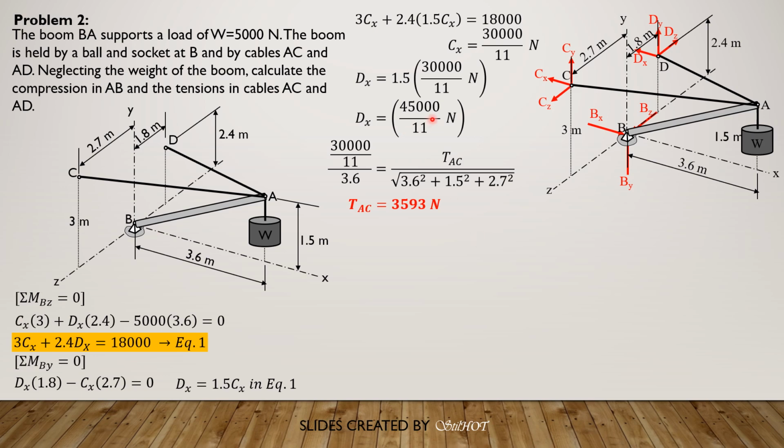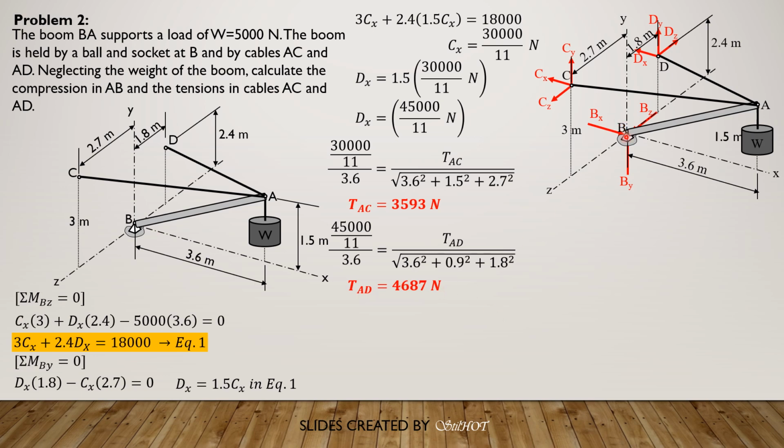Likewise, by similar ratio, DX as to 3.6 equals tension in AD as to distance AD. Distance AD is the square root of 3.6 squared. Along Y is 2.4 minus 1.5, so 0.9 squared. And along Z is 1.8 squared. So 45,000 over 11 as to 3.6 equals tension AD over the square root of 3.6 squared plus 0.9 squared plus 1.8 squared. So solving for tension in AD, it is equal to 4687 newtons.